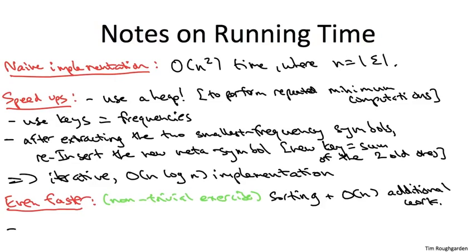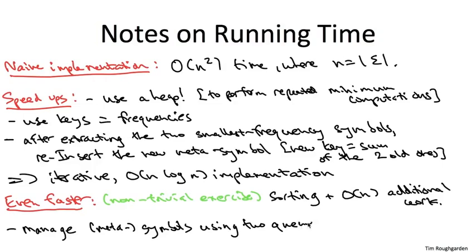So I'm going to leave this even faster implementation as a somewhat non-trivial exercise. I'll give you a hint though, which is if you do sorting as a pre-processing step, you actually don't even need to use a heap data structure for this implementation. You can get away with an even more primitive data structure of a queue. You might, however, want to use two queues. So next time you find yourself in line for coffee, that's a nice thing to think about. How do you implement Huffman's algorithm merely with one invocation to sorting so that the symbols are sorted by frequency, followed by linear work using two queues?